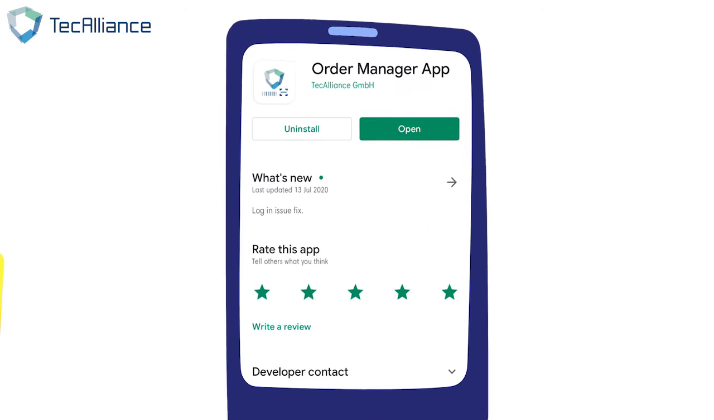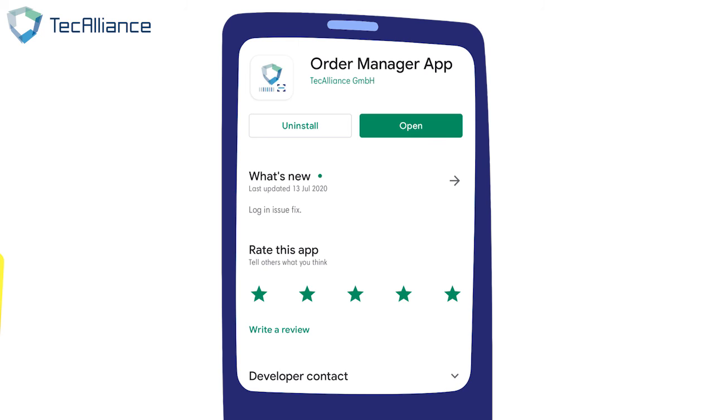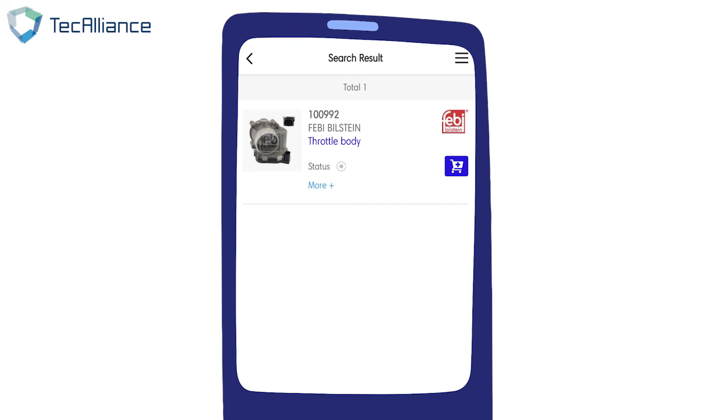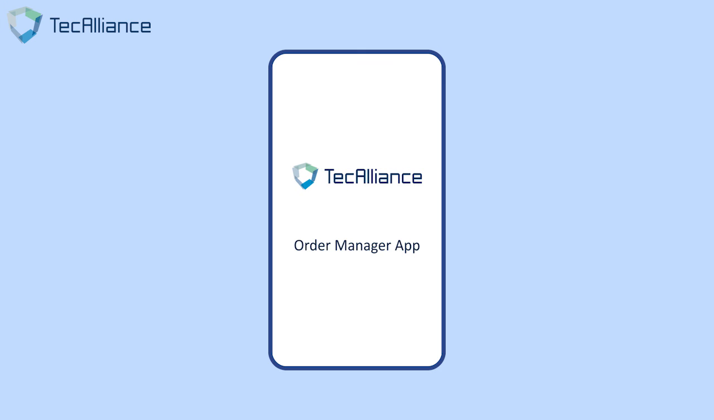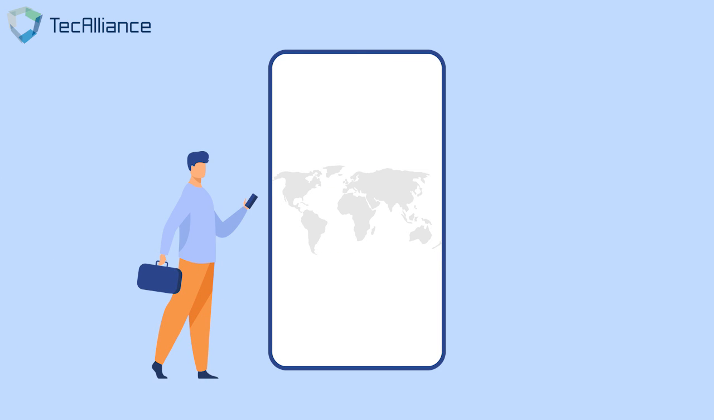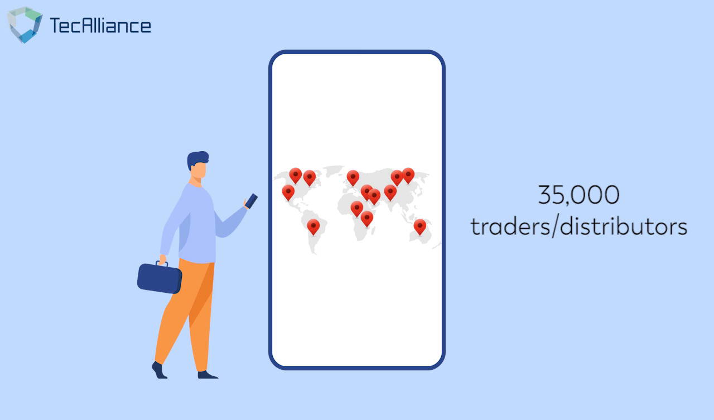The Order Manager is also available to access in the mobile app format. Now traders can order parts just by a click of a button in the app and ensure the product availability at the right time. The Order Manager is free of cost to traders. Currently, 35,000 traders and distributors are a part of the Order Manager solution globally.